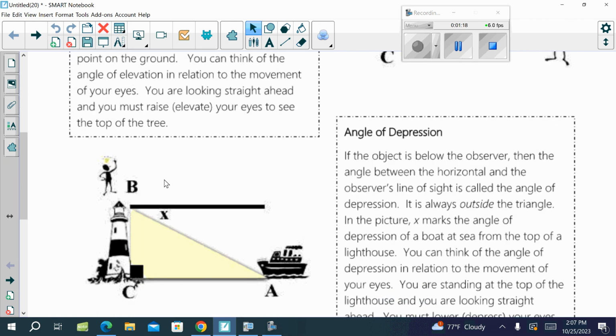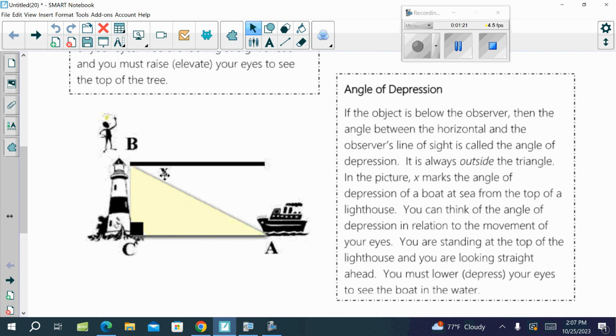All right, angle of depression. If the object is below the observer, then the angle between the horizontal and observer's line of sight is called the angle of depression. So it's outside the triangle. So notice we make our triangle with the two objects. If we are up here in the lighthouse, your angle of depression would be this line of sight first. So you have to see the horizontal. And then you look down at the boat, that's your angle of depression. So it would not be in the triangle. Does everybody understand?